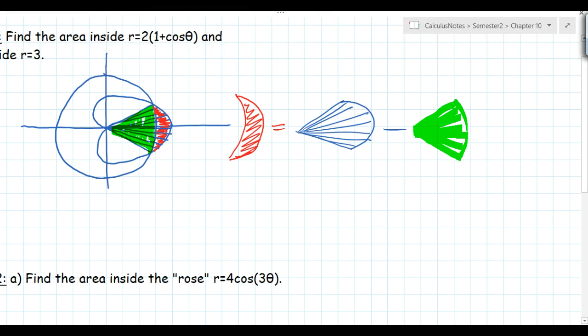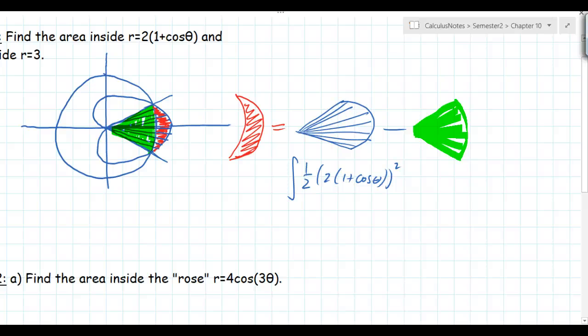All right, so to get the blue area, we are going to write an integral of 1/2 r squared. So r is 2 times 1 plus cosine theta. We're going to square that expression. And to find the endpoints, or our limits of integration, we need to figure out what is this angle and this angle where the region starts and finishes. So notice that's where the two curves intersect. That's the intersection of the circle and the cardioid.